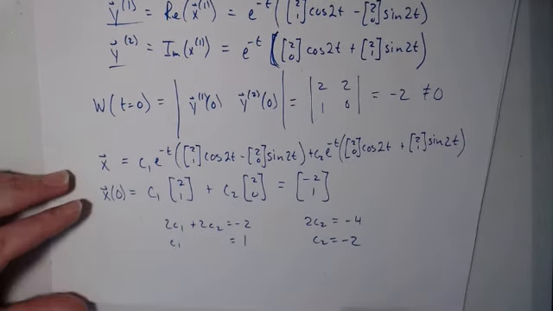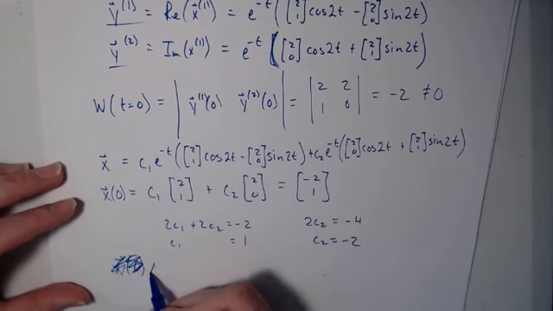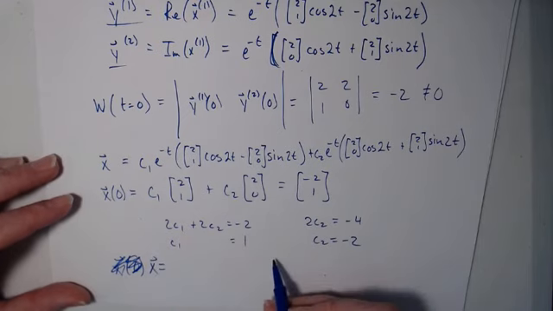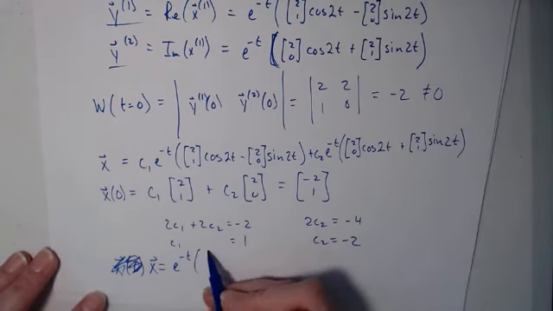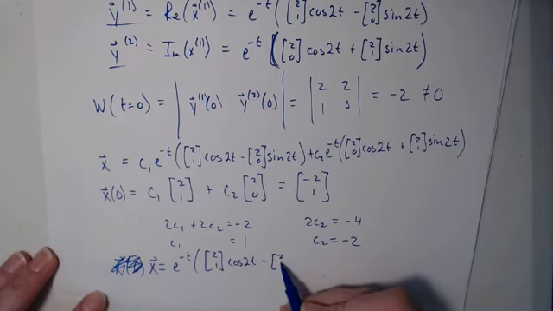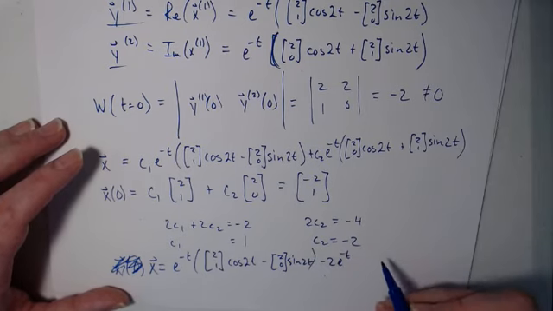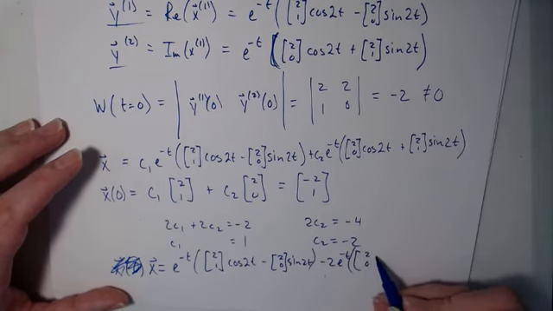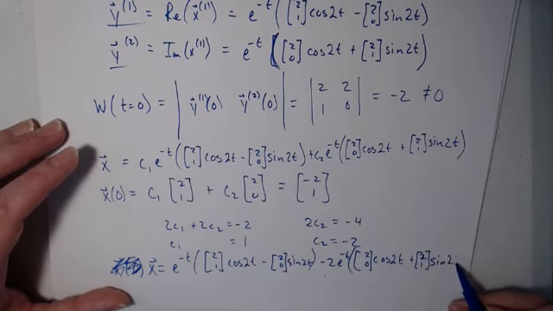And so our specific solution to this initial value problem, oops, not x of 0, let me start that over: x equals, c1 is 1, so e to the -t times (2, 1 cosine 2t minus 2, 0 sine 2t) minus 2 e to the -t times (2, 0 cosine 2t plus 2, 1 sine 2t).